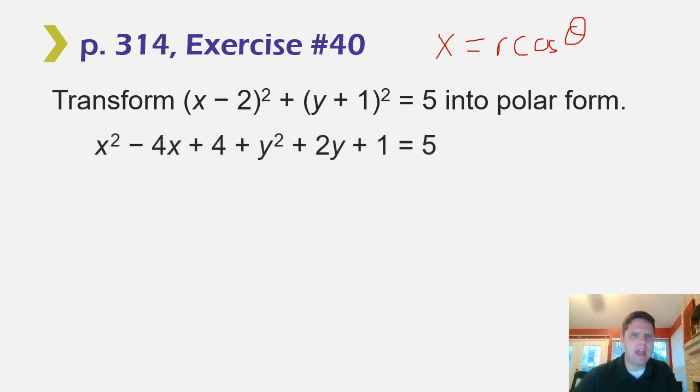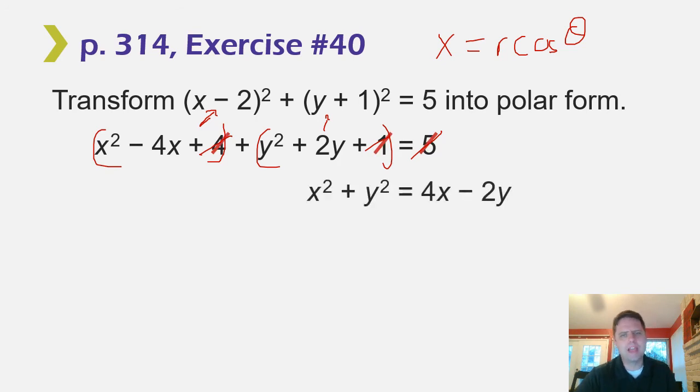So instead of that, I just write here x squared minus 4x plus 4, that's this part FOILed. And then the second part FOILed would be y squared plus 2y plus 1 equals 5. Now combine like terms, and notice that the 4 and the 1 and the 5, they cancel out, right? This would be 5 on both sides, so it just falls away. And we're left with x squared plus y squared equals 4x minus 2y.